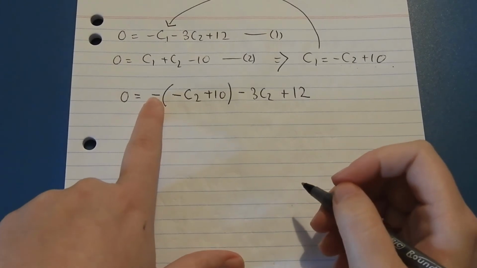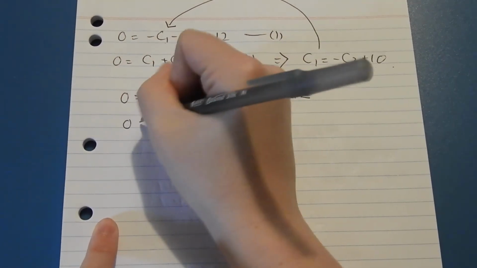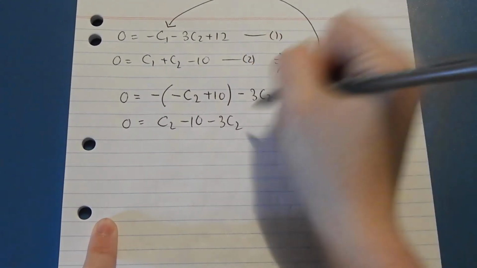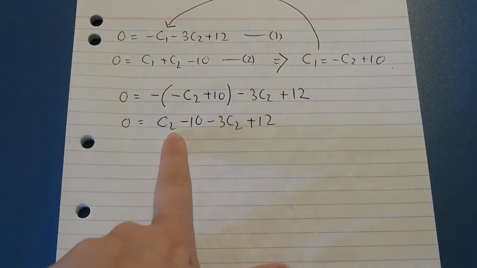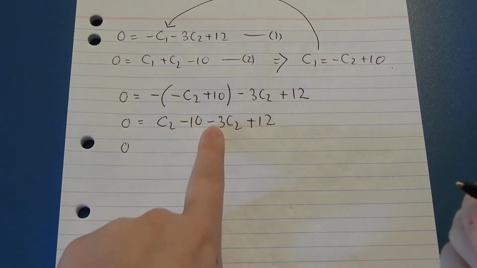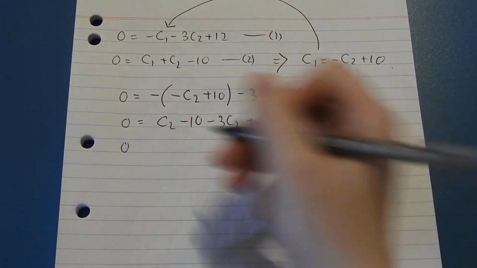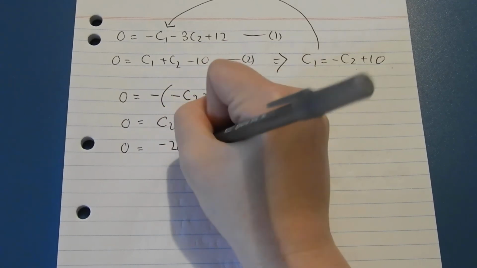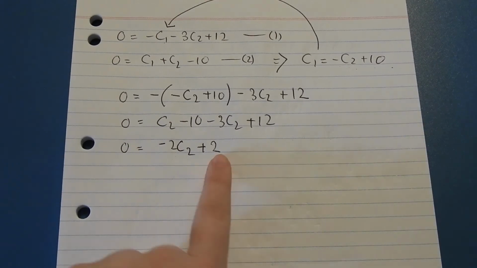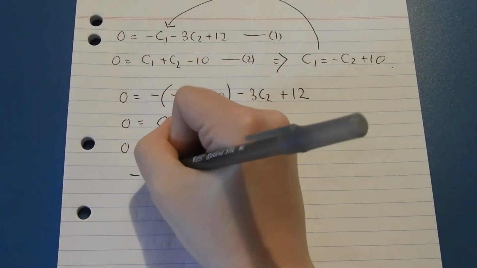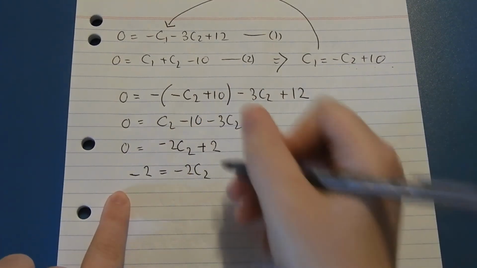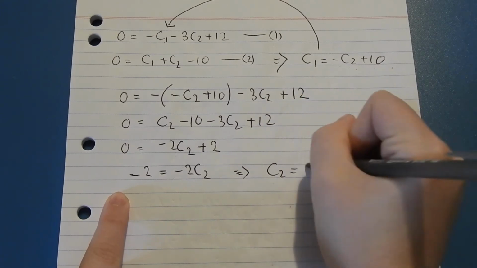Okay, and now let's expand these brackets. So 0 equals c2 minus 10 minus 3c2 plus 12. So 12 minus 10 is 2. And 1c2 minus 3c2 is minus 2c2. Okay, and now let's bring this 2 over. So negative 2 equals negative 2c2. And dividing by this 2 now means that c2 is 1.